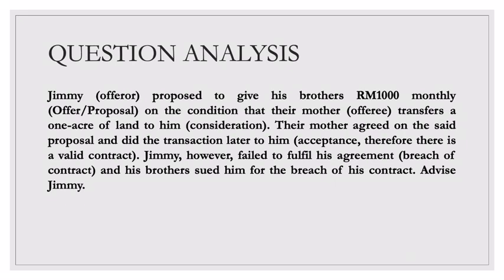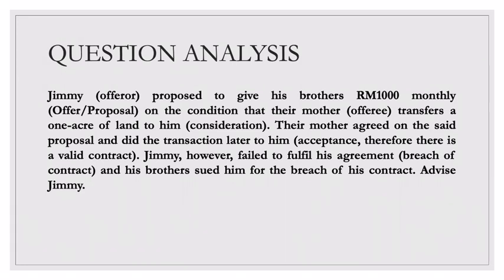Okay, but the consideration from his mother, as the one that will accept the offer, or we call her the offeree, will transfer a 1 acre land to him. This is the consideration, okay? And then their mother, as the acceptance of this proposed contract, did the transaction letter as an acceptance. She transferred the land to her son as the acceptance, and this act is actually the consideration. Therefore there is a valid contract.